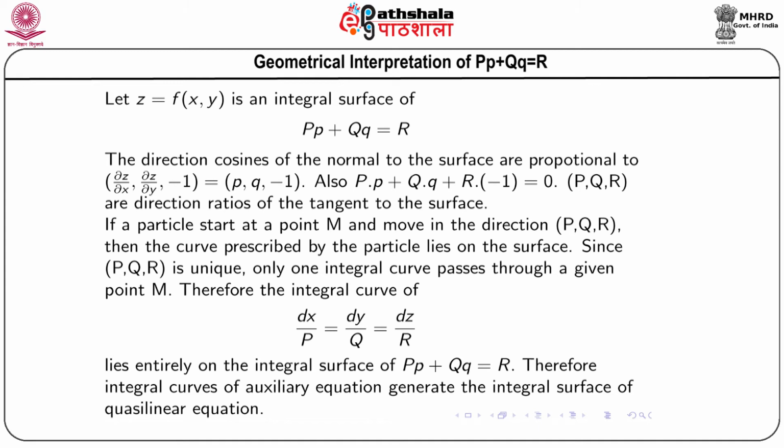Therefore, the integral curve of dx by P equals dy by Q equals dz by R lies entirely on the integral surface of Pp plus Qq equals R. Or in other words, one can say that the integral curves of the simultaneous equation generate the integral surface of the given quasi-linear equations Pp plus Qq equals R. So, this is the geometrical interpretation of a quasi-linear first order partial differential equation.